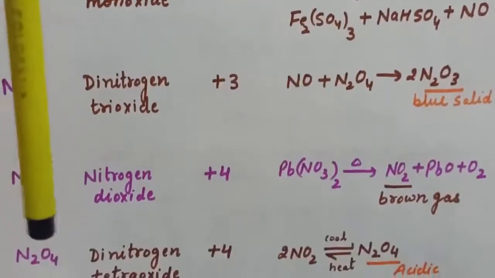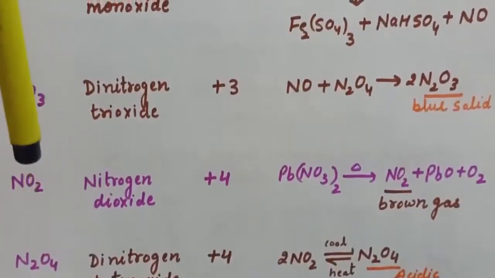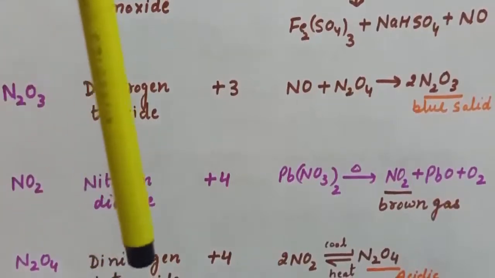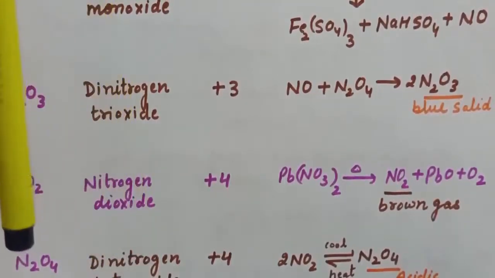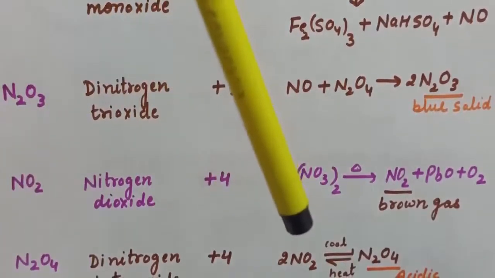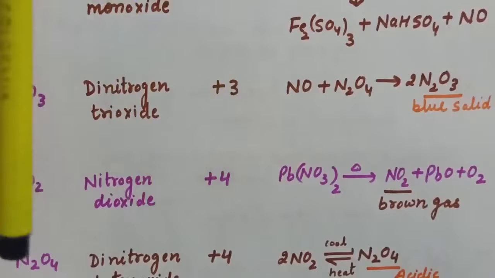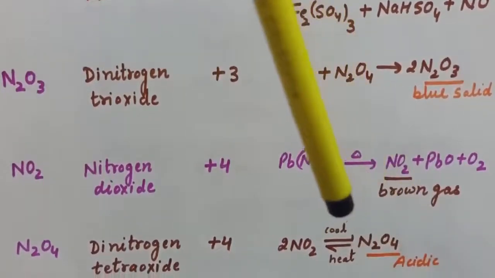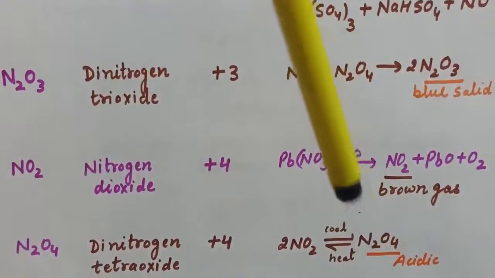Next we have N2O4. This is the dimer form of nitrogen dioxide and the name is dinitrogen tetraoxide. Here the oxidation number of nitrogen in N2O4 is +4 and this can be prepared by dimerization of NO2. This oxide is also acidic in nature and it is colorless solid.